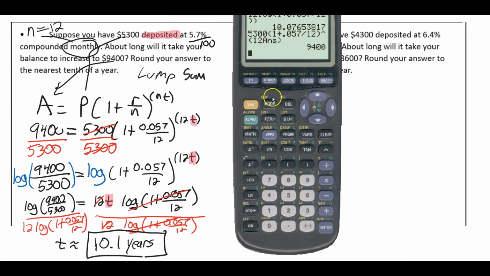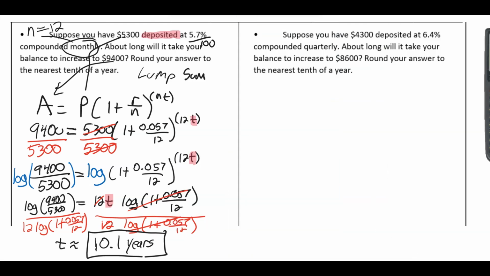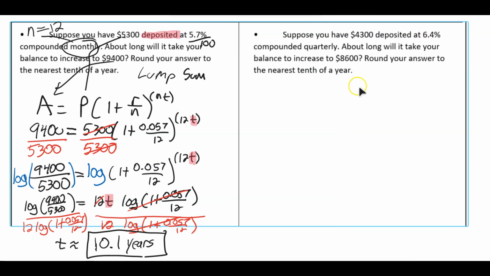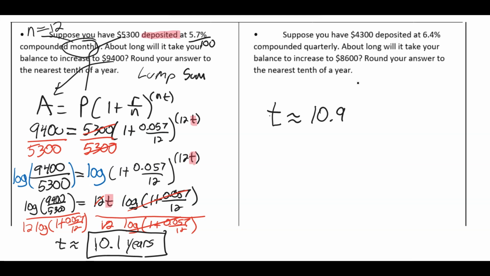Go ahead and pause the video and work out the right side. All right, you should get t is approximately 10.9 years. Hey, I hope this helps.